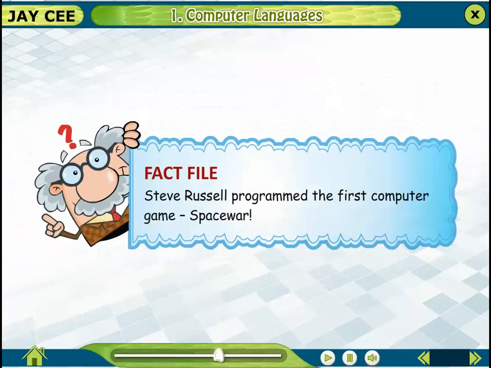Fact file. Steve Russell programmed the first computer game, Space War.